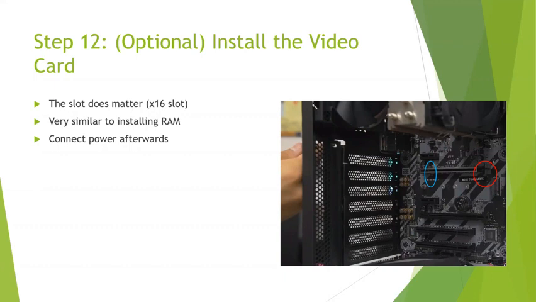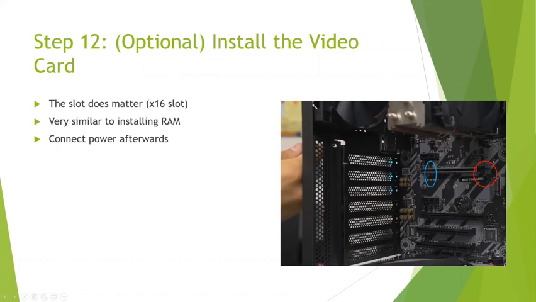Once you have that done, there will be a similar tab to the one on the RAM, which you'll need to unlock. Again, pay attention to the notch, which is highlighted in blue. Your graphics card will also have a notch that aligns with the one on the motherboard.